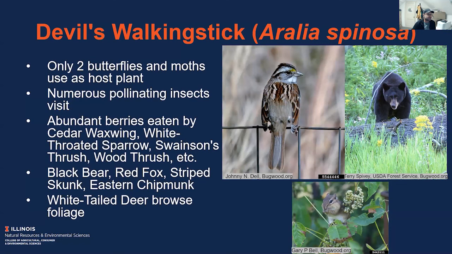There's another one kind of like that dogwood. If you check it out while it's blooming, you'll see all sorts of insects making use of that resource. It does have abundant berries that are eaten by a lot of different birds and other wildlife, including black bears, which if you see one, let me know. And red fox, which I thought was kind of surprising, skunks and eastern chipmunks. And then the white-tailed deer will even browse that foliage despite some of those spines on there.